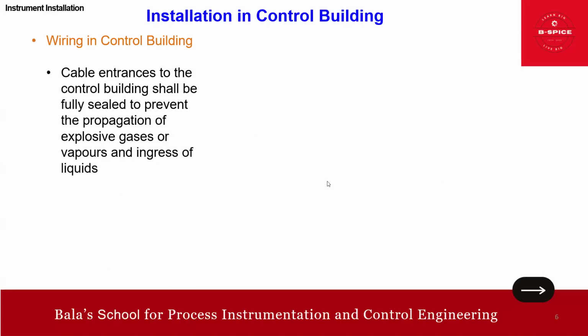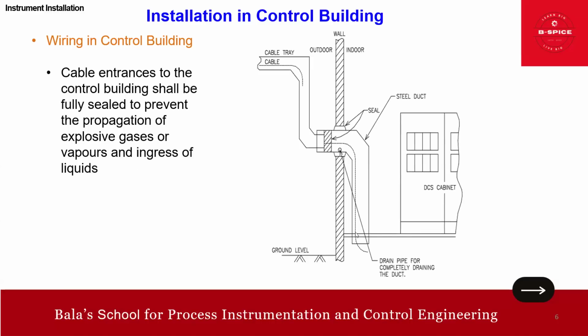The cable entrance to the control building shall be fully sealed. If you remember the MCT, the cable going into the MCT, we have sealing. So the cable entrances to the control building shall be fully sealed to prevent the propagation of explosive gas or vapors or ingress of liquids. So this is the look and feel.